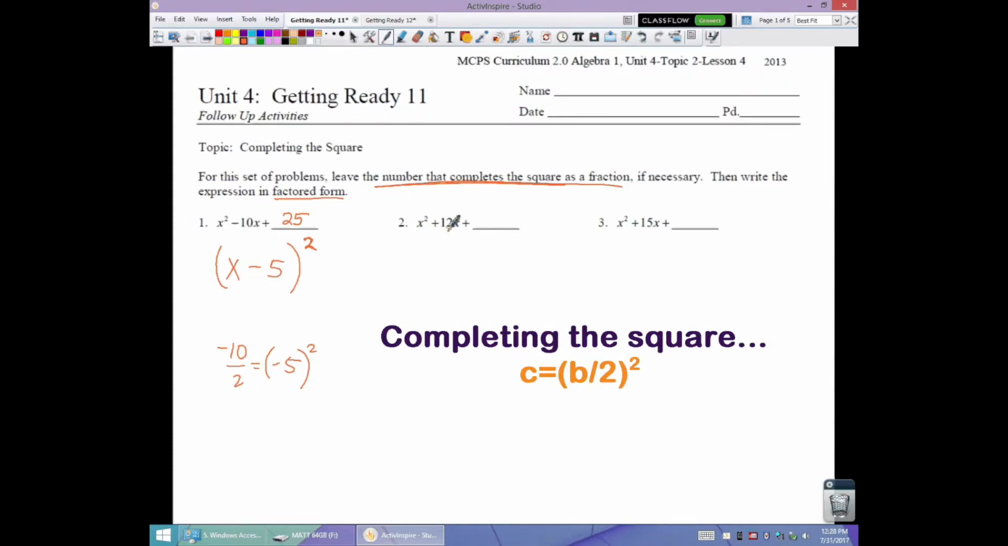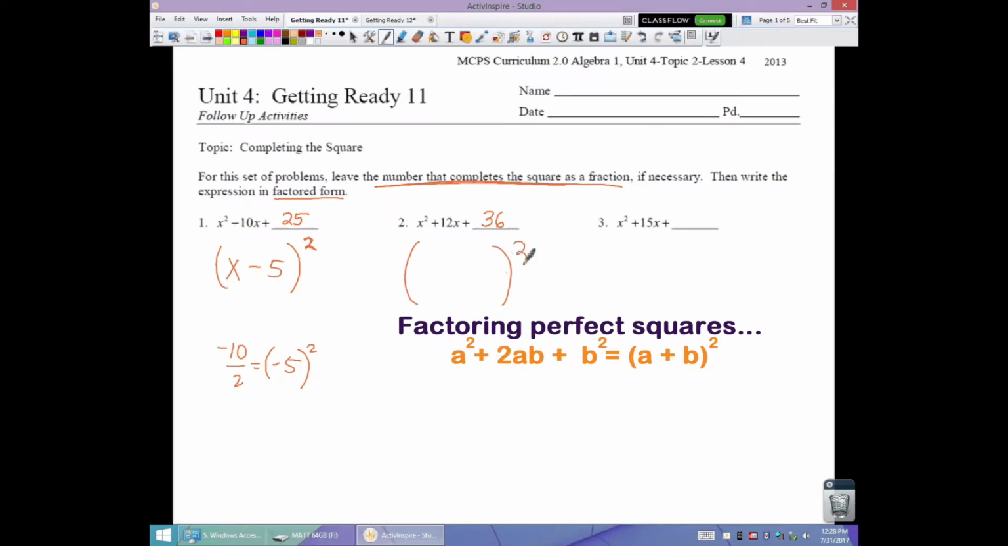Okay, divide the 12 in half, that's 6. Square it is 36. Factored form would be x, and half of 12 is positive 6.